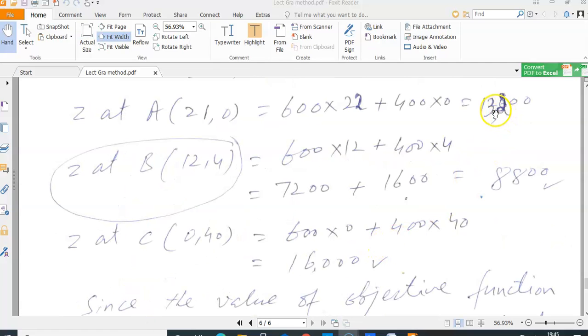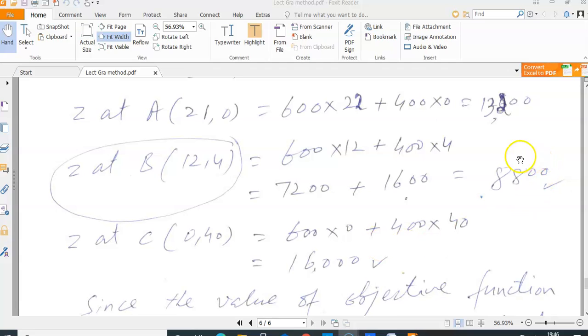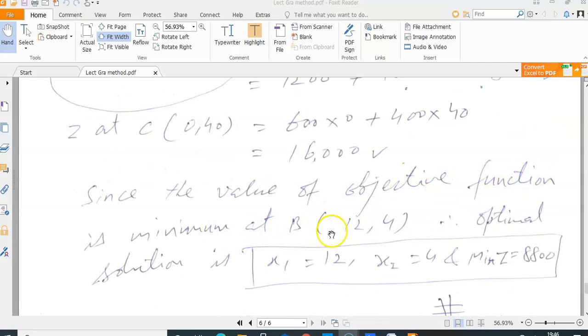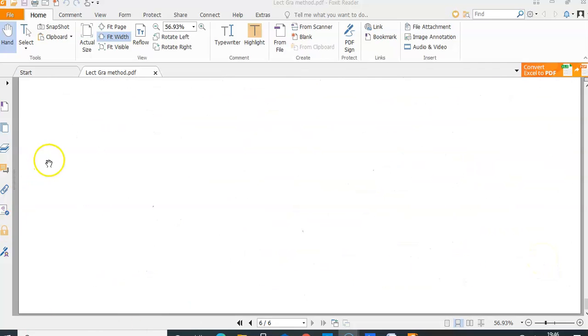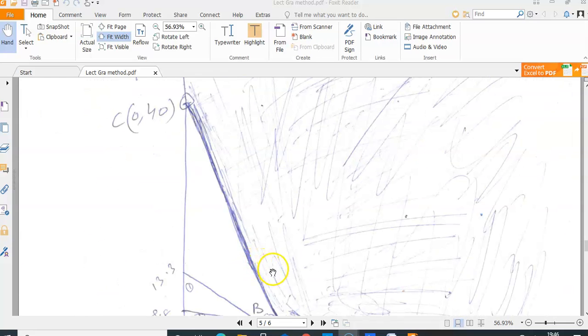At these I get 13,200, 8,800 and 16,000. So out of all these, which one is minimum? I think this one is minimum. Since the value of the objective function at point B is minimum, the optimal solution is given by x1 equal to 12, x2 equal to 4, and the minimum value is 8,800.